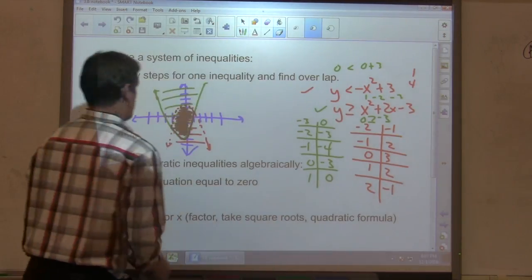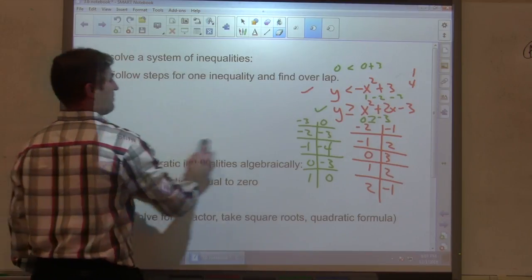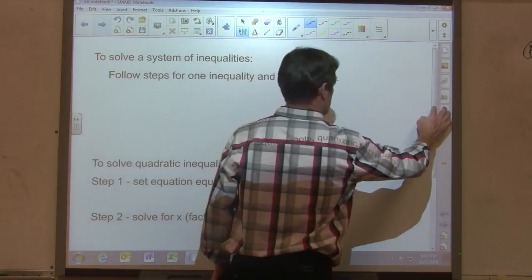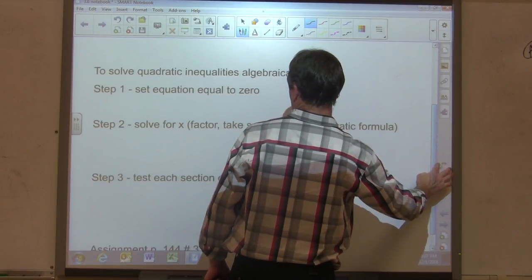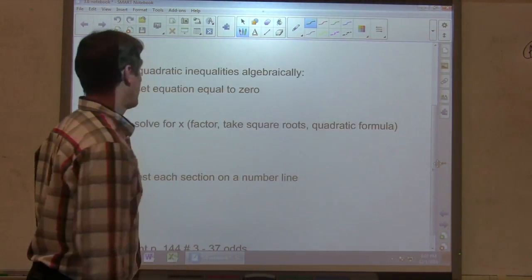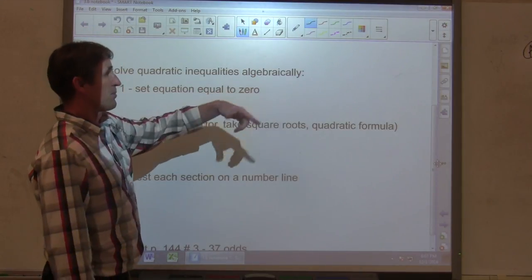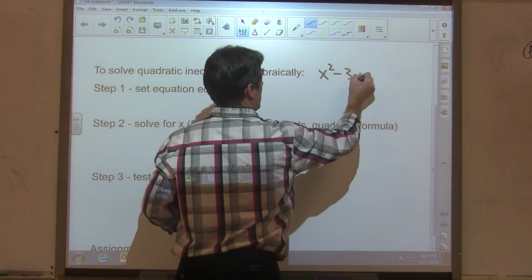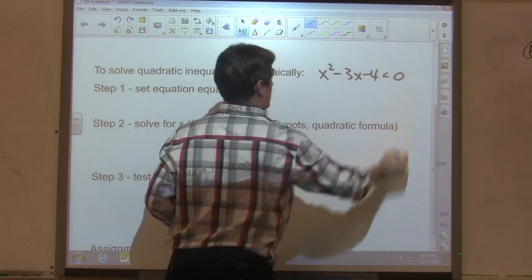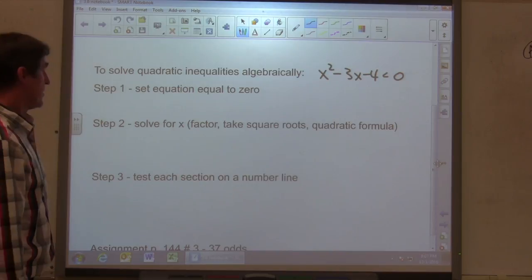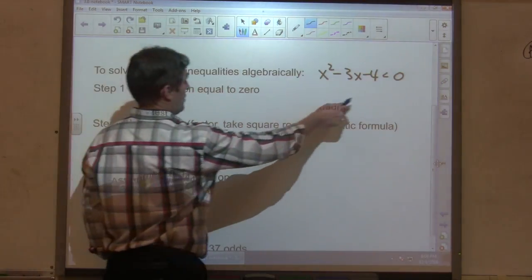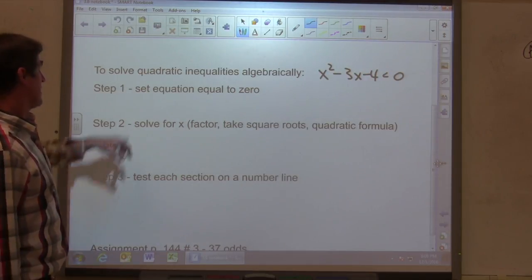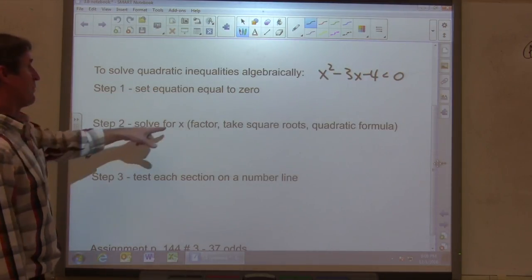Lastly, we're going to look at solving quadratic inequalities algebraically. So let's take x squared minus 3x minus 4 is less than 0. So we want to set the equation equal to 0 or an inequality, whatever it happens to be. So it's set equal to 0, we've got that done. Then we solve for x.